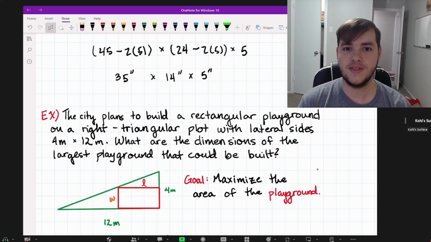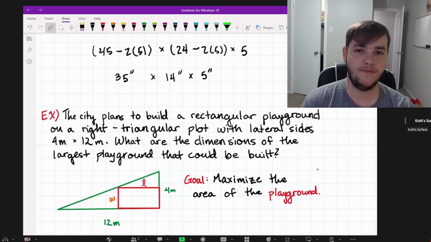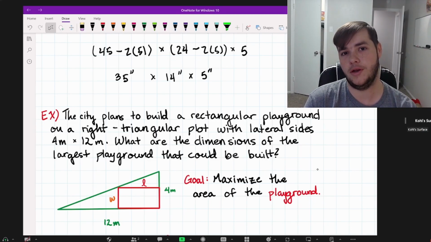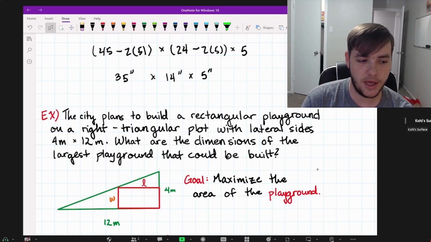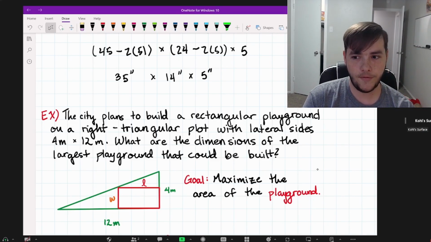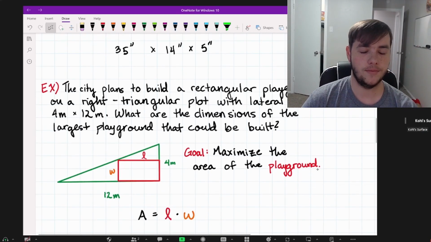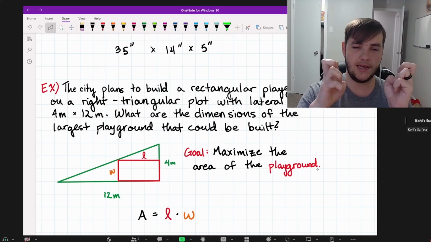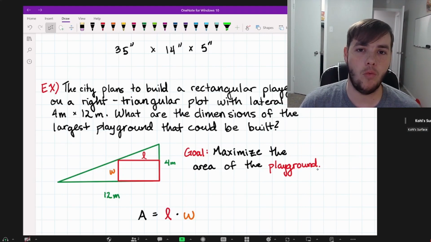Hopefully, you were able to produce this picture. I've got a right triangular plot drawn in green, and I'm trying to fit a rectangular playground drawn in red inside of it. And the goal is to maximize the area of this playground. Hopefully, we all recall the area of a rectangle to be length times width. Can you think of a constraint that could allow us to write the area in terms of only one of these variables, not two?